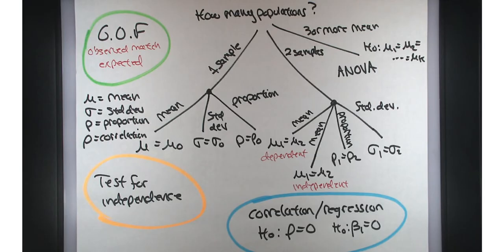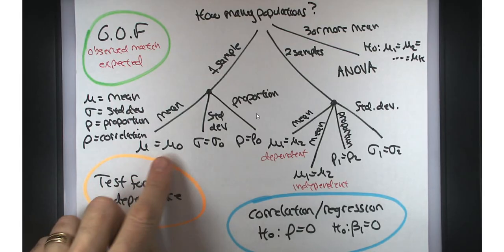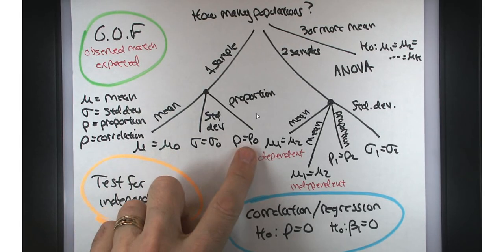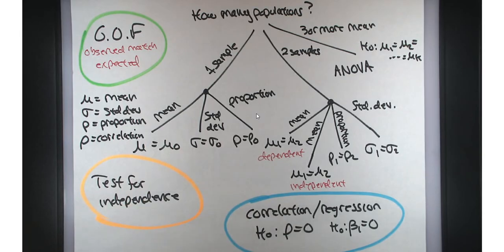Comments or questions? Yes? The second tree with one sample, can you explain what the 0's mean right by the... It just means it's some specific value. It's not like two populations. Okay, thank you.